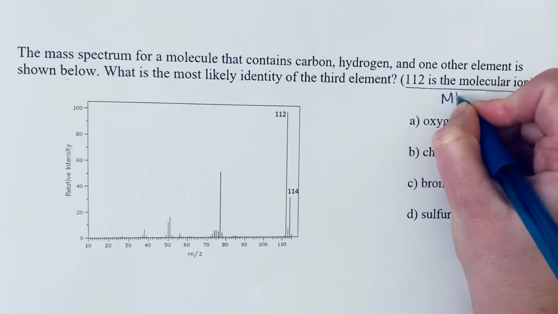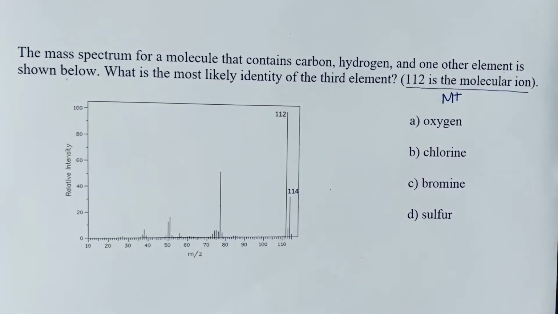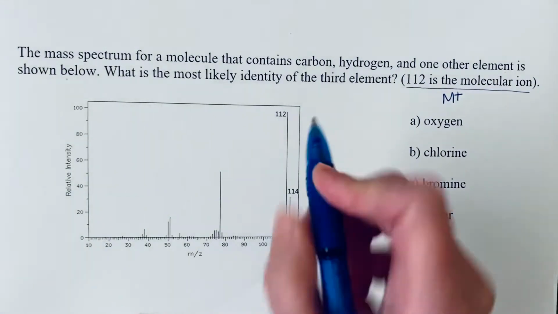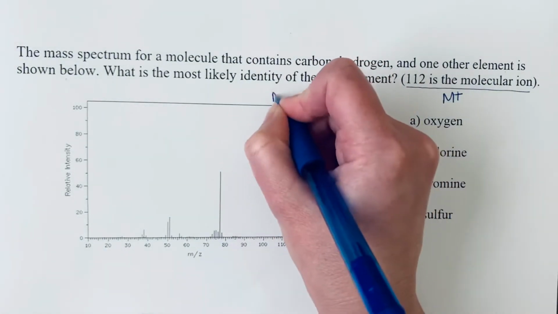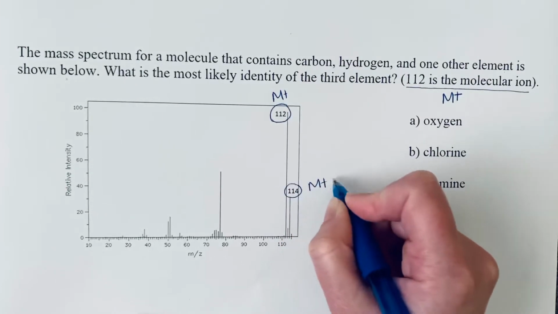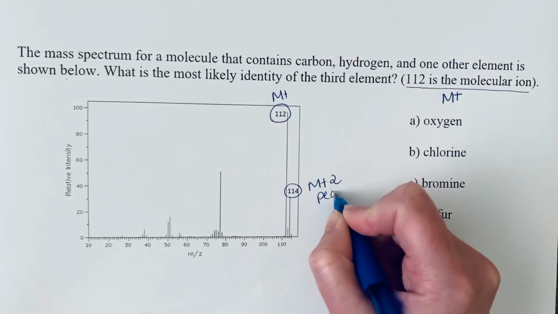This is what we would consider M+. And so the molecular ion is the weight of the entire molecule, and it is based on the lightest of the abundant isotopes. And so what we see here is a peak, so this is M+, and we see a peak 2 mass units heavier, and we call that an M+2 peak.